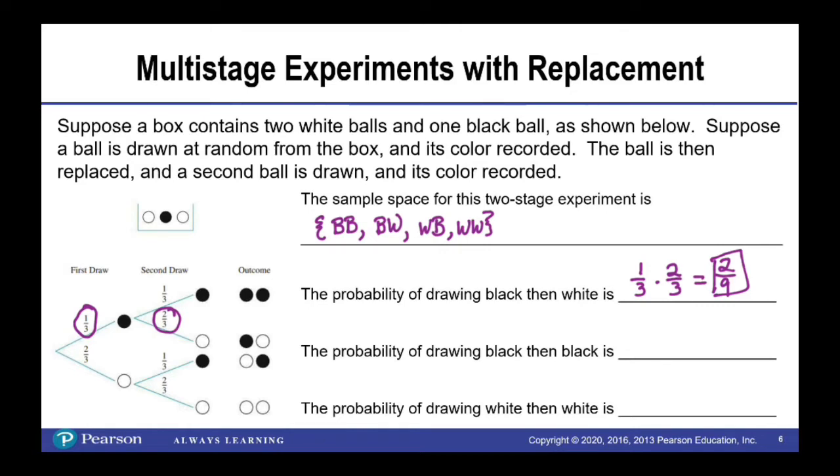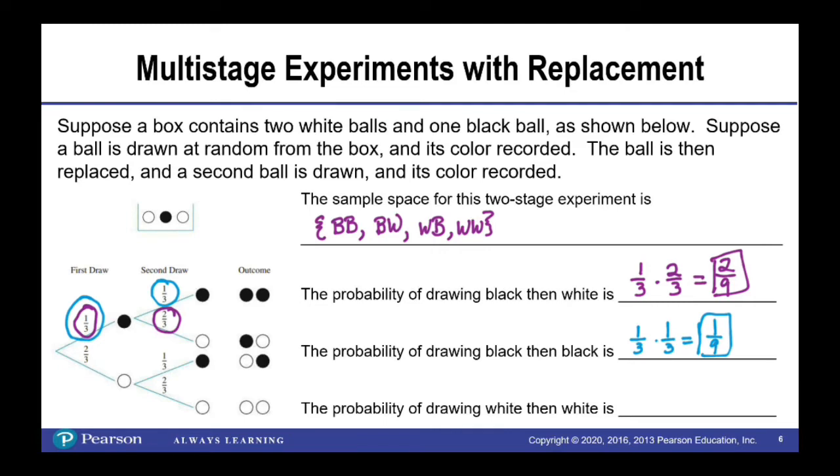The next one asks us for the probability of drawing black, then black. So I'm going to follow my tree diagram. Notice I'm circling this time in blue. So probability of black and then black. We have 1/3 times 1/3. Multiply the numerators, then multiply the denominators, and that gives us a probability of 1/9.